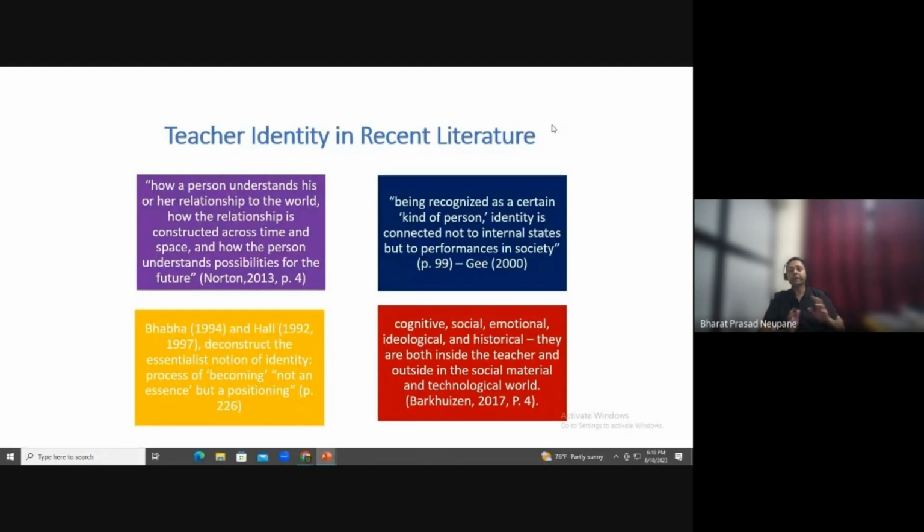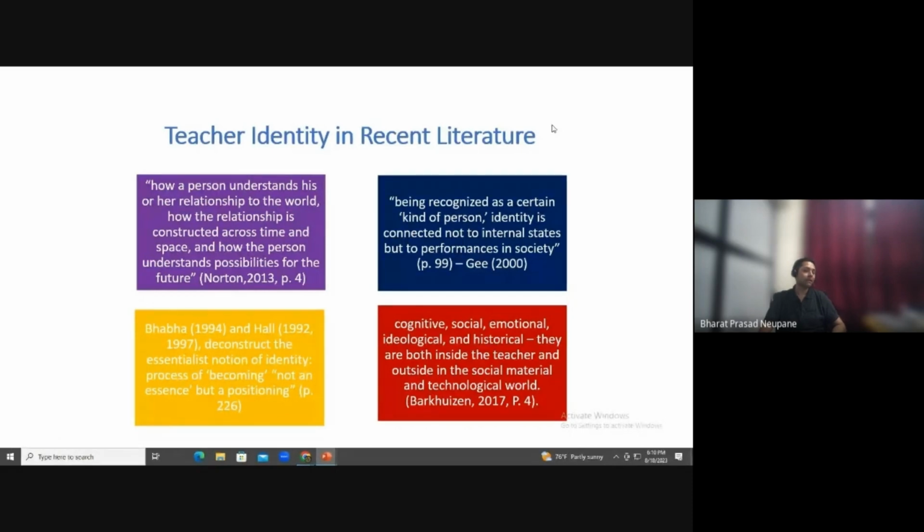So then after learning these ancient philosophies and literature, I also came to recent literature on teacher identity and the concept of identity in general. And I found that Norton has put forward one very good definition of teacher identity.